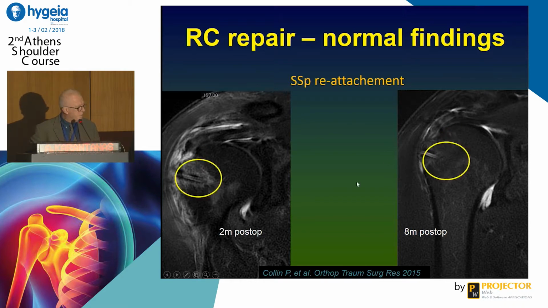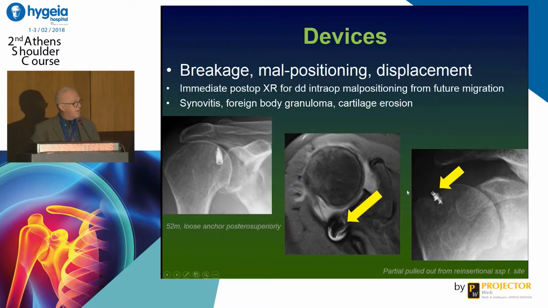And in addition, the bone marrow edema, which is persistent here at 2 months postoperatively, is also gone some months later. These are normal findings. Even the bursitis here, fluid in the bursa, is substantially reduced in the postoperative period.